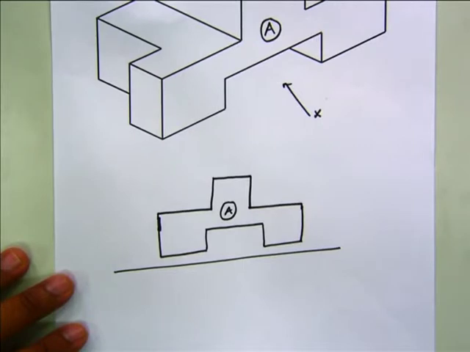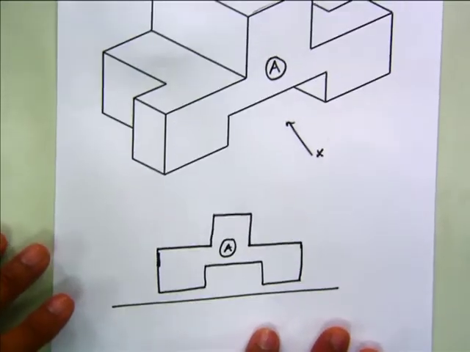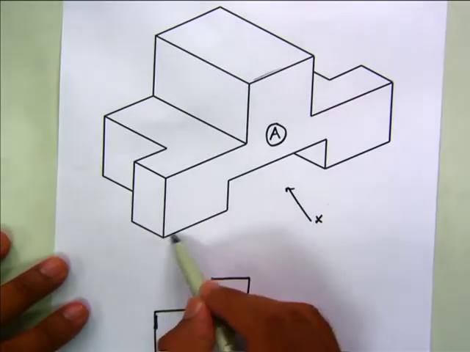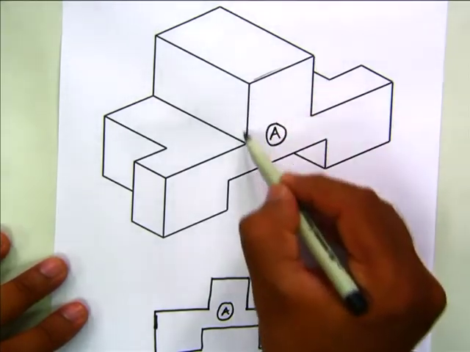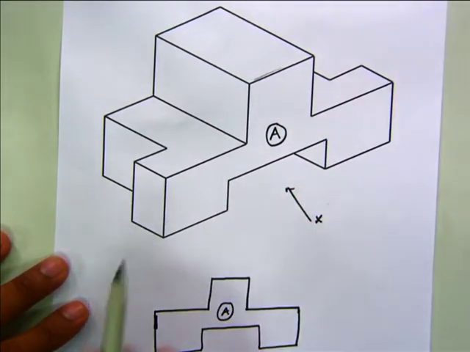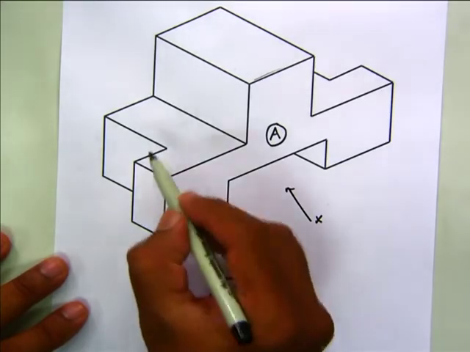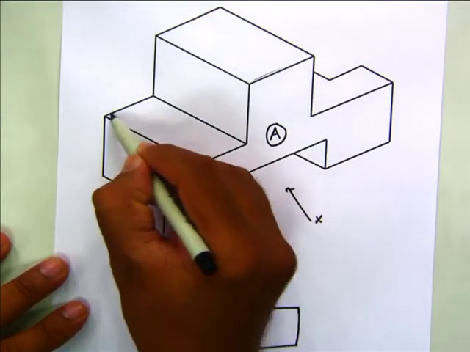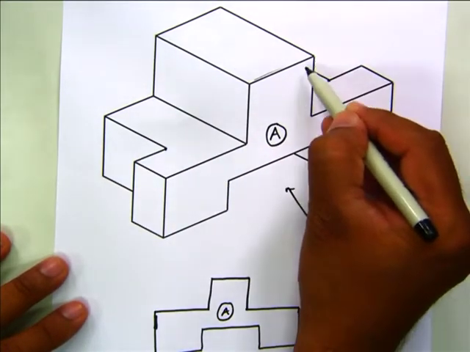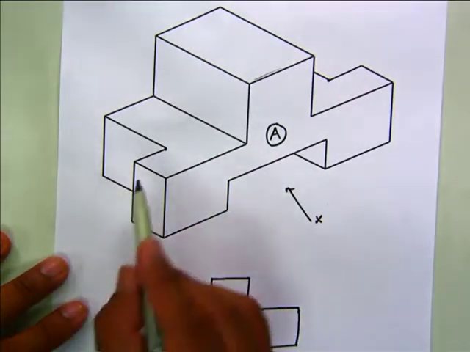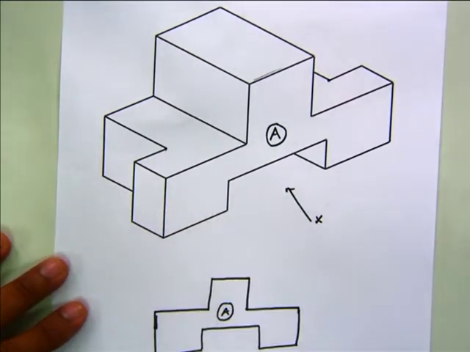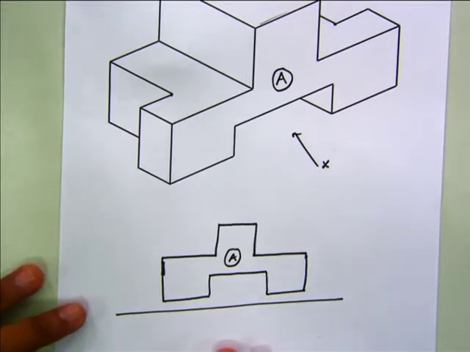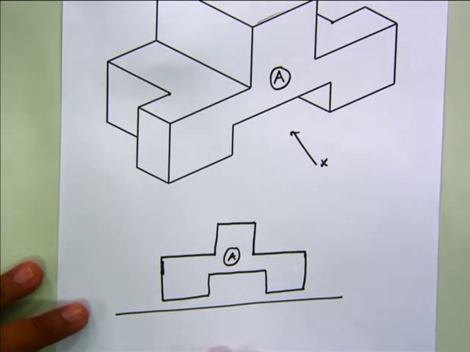This is A. You can see this face looking at A. Now, when you are viewing from here, this recess you cannot see, but you can show it by a dotted line.